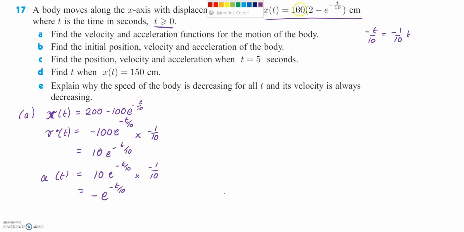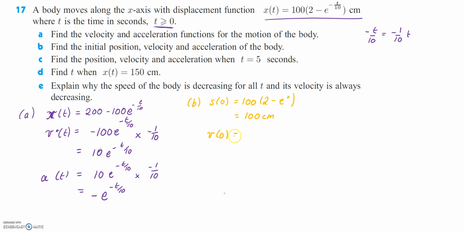Okay, well, I think it's time for a color change. We'll go to orange. So S of 0, I know I should have gone X, but anyway, S of 0, that's 100 times 2 minus e to the 0, and anything to the 0 is 1. 2 take 1 is 1, so I've got 100 centimeters. It's positive, so that means it's 100 centimeters to the right.